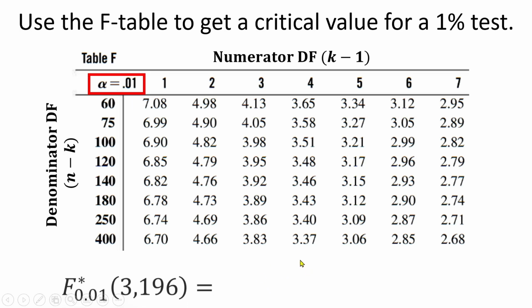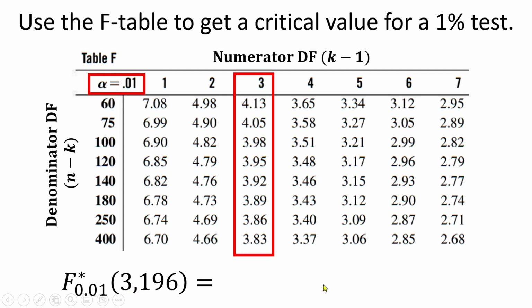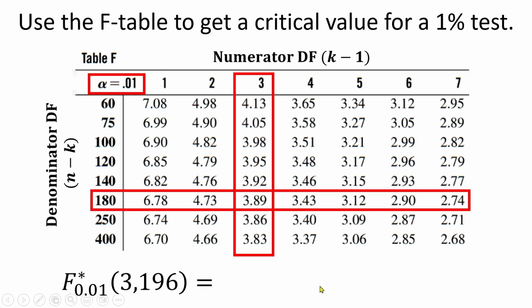And so here our F statistic has 3 and 196 degrees of freedom. 3 corresponds to the degrees of freedom on top of the fraction. So that's the number of groups minus 1. And 196 is the degrees of freedom for the error on the bottom of the fraction. We can't find 196 on this table, and so we have to use something as close as possible without going over. That's 180. And so the critical value is 3.89.